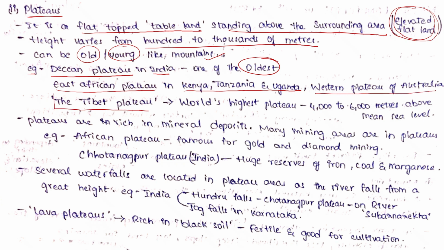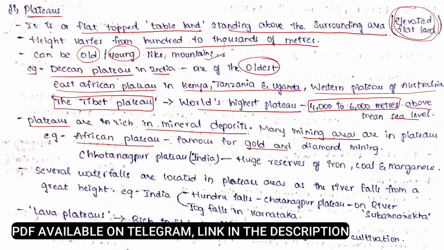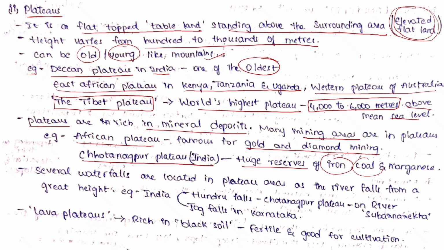And the Tibetan Plateau is known as the roof of the world because it is the highest plateau with an average height of 4,000 to 6,000 meters above the sea level. And plateaus are also rich in minerals. So many mining areas are located in plateau areas. Examples are the African Plateau, which is famous for gold and diamond mining. And Chota Nagpur Plateau in India has huge reserves of iron, coal and manganese.